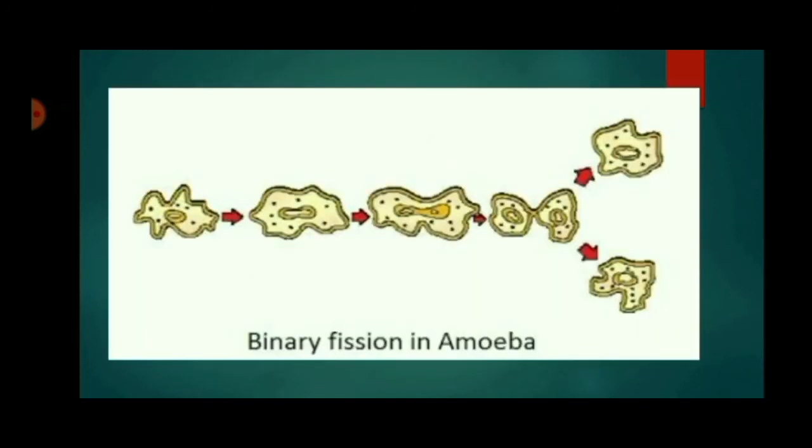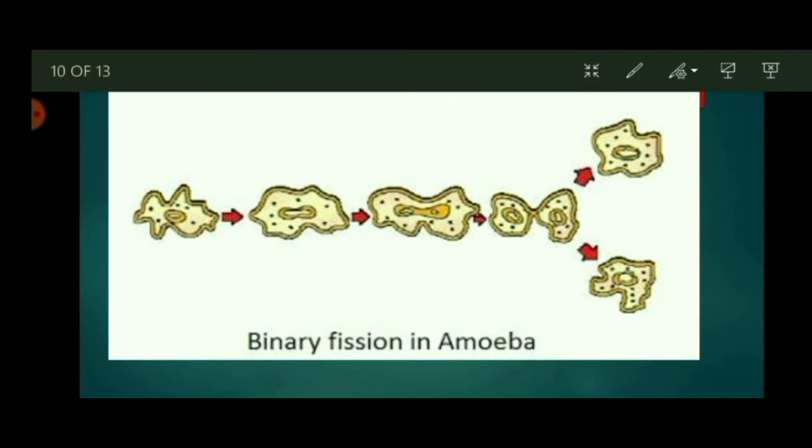Now, let us understand binary fission in amoeba. Binary fission in amoeba starts with the nucleus dividing itself into two and moving to opposite sides of the cell. Look at this parent cell. The nucleus divides into two and then moves to opposite sides of the cell, as the cytoplasm constricts itself in the middle to split into two.